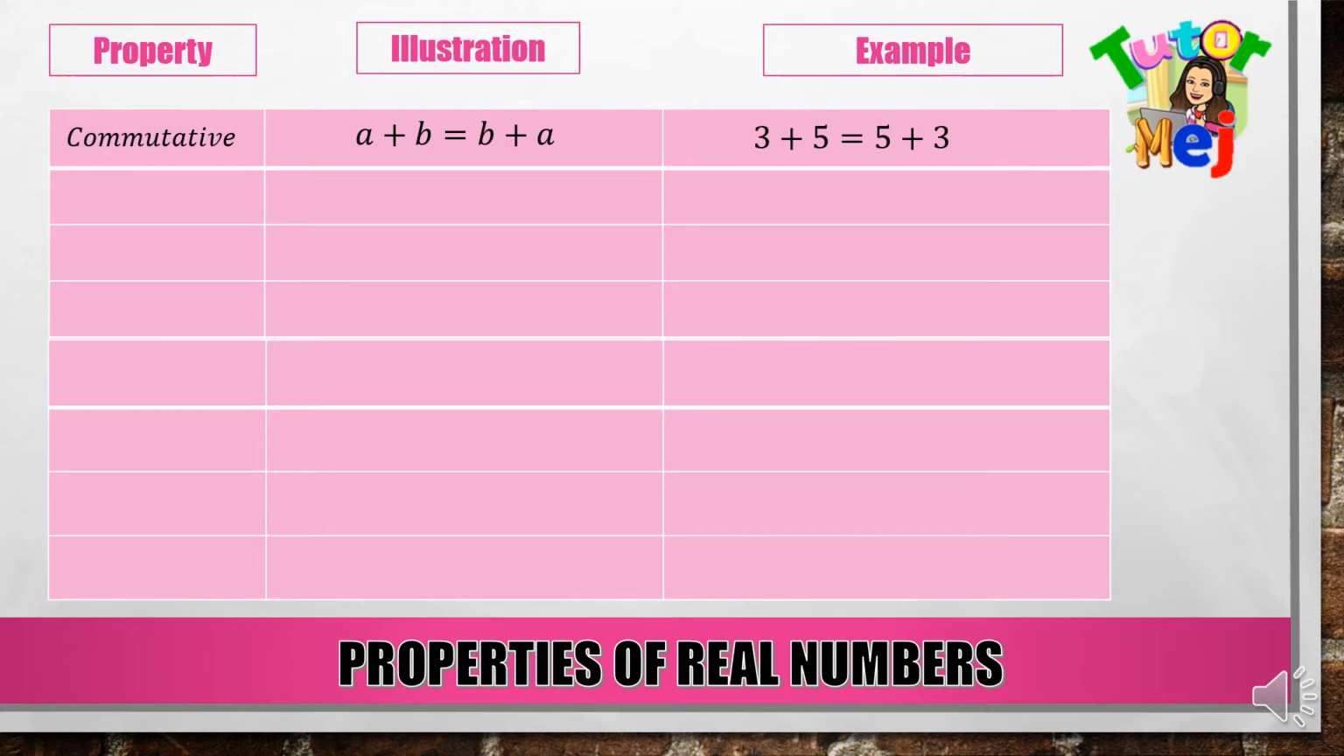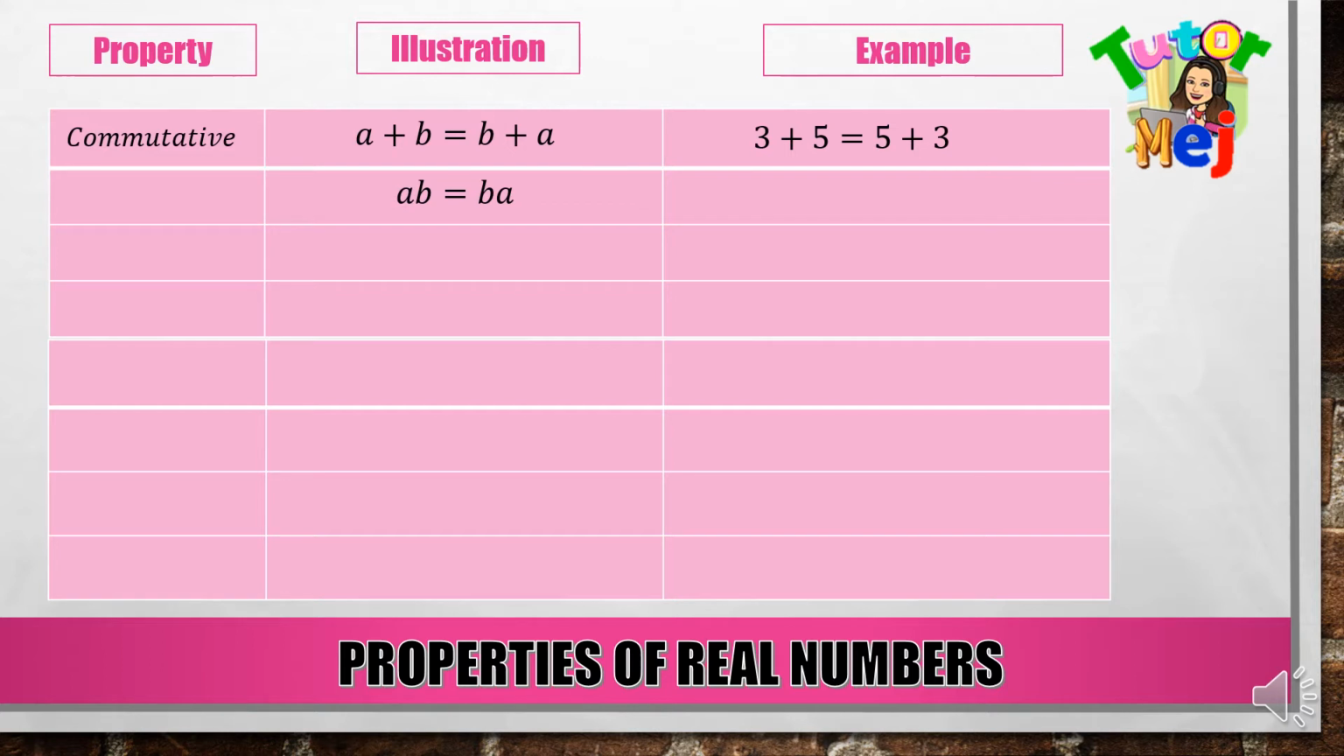Parang nagkapalit lang sila ng pwesto. So, ano kayang ibig sabihin? What is 3 plus 5? Ito ay 8. 5 plus 3, 8. So, pareho sila ng sagot. Ibig sabihin nito, magkapalit man ng pwesto o alinman ang mauna dun sa mga given, when added, pareho pa rin ang sagot.